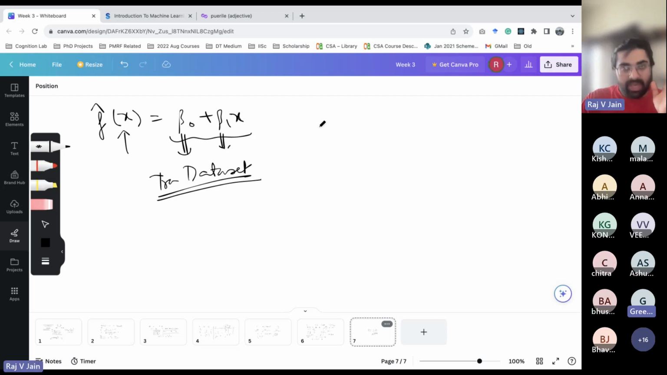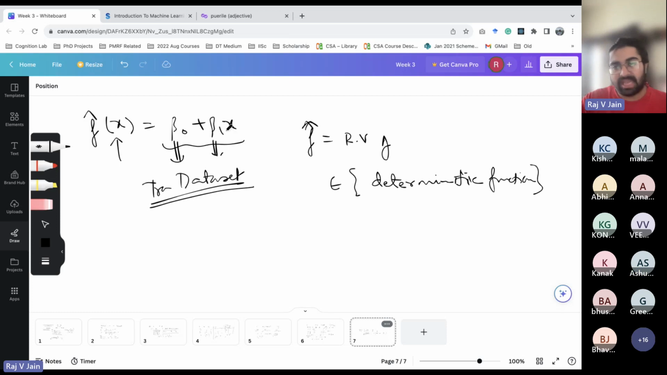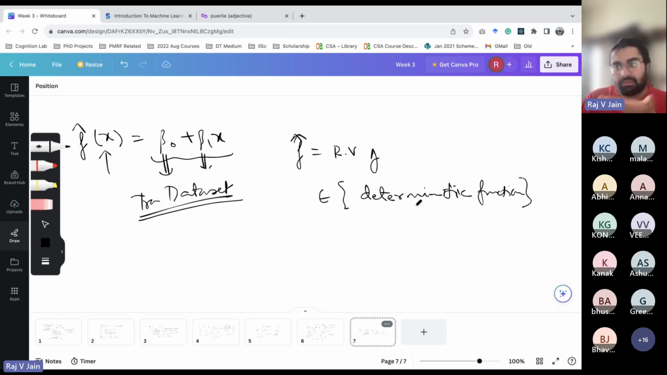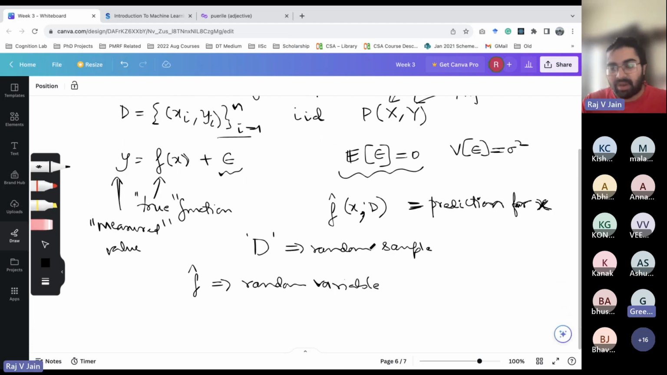So f hat is basically a random variable over a space which is the set of all deterministic functions of whatever form you have chosen. Linear regression is like this. If you have a decision tree, then it's a set of if and else rules, and or not, whatever. That sort of a thing. So hence f hat is a random variable. Are we clear on this?